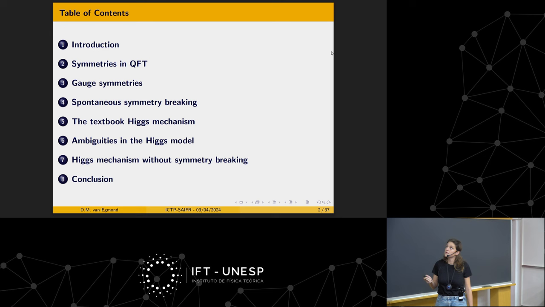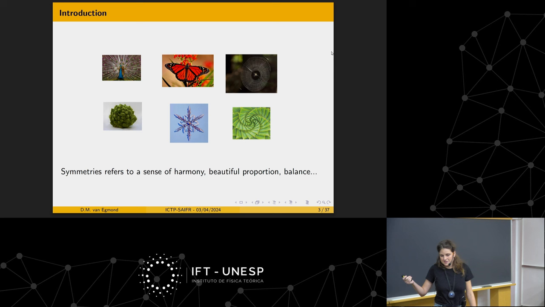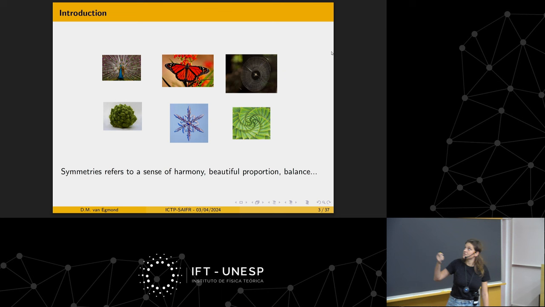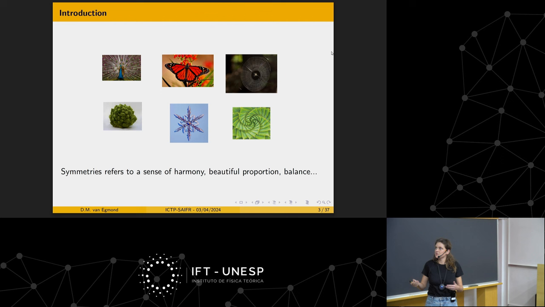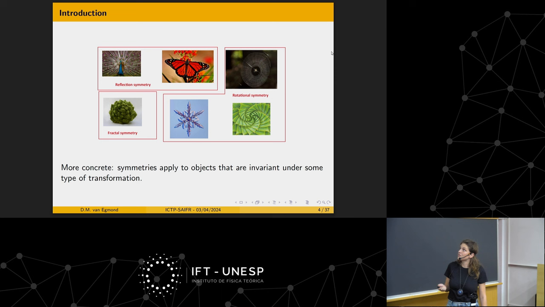Of course, we see symmetry all around us. We see very beautiful examples of symmetry in nature, in animals, in plants, in snowflakes. And for the layman, we would say that symmetry refers to a sense of harmony, beautiful proportion, balance. But, of course, for a physicist, this is way too romantic and way too much feeling. So we want a more concrete definition, and more concretely, we can say that symmetries apply to objects that are invariant under some type of transformation.